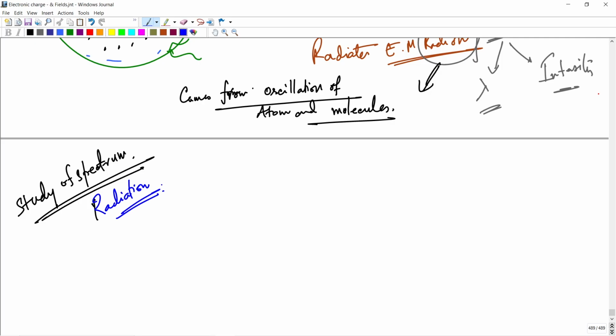If atoms are excited electrically in a glass tube, such as a familiar neon sign or mercury vapor light, only certain discrete wavelengths are emitted.